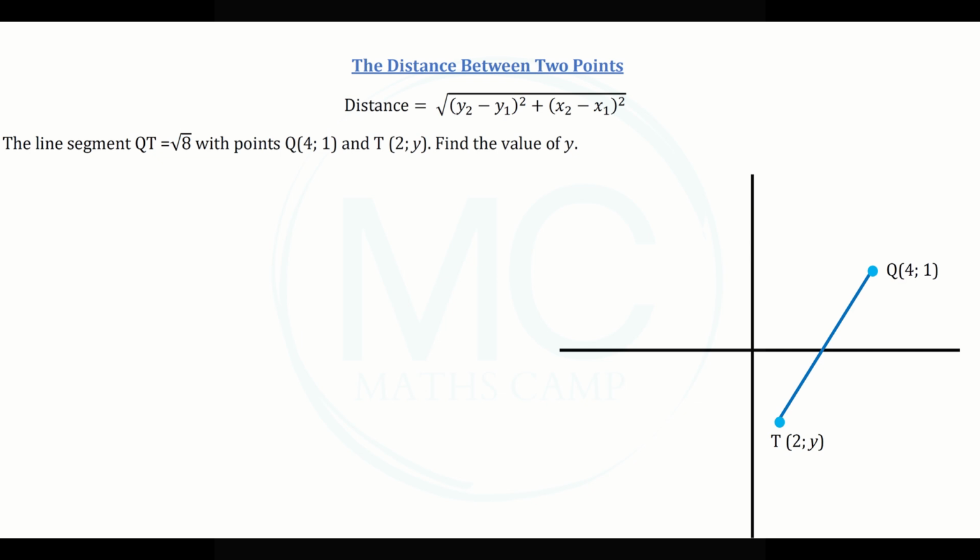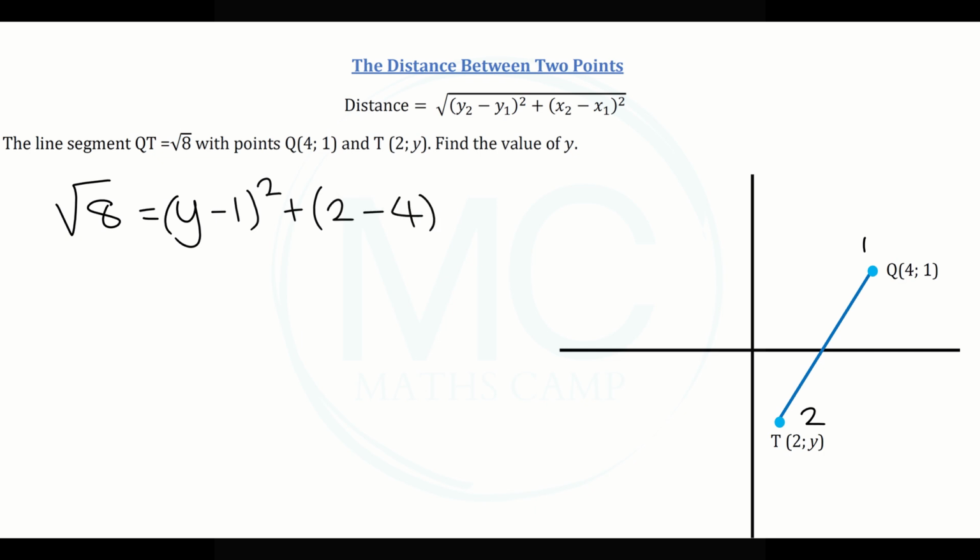So we can make a note of this over here. We can say square root of 8. Now let's fill in the rest of the formula. Let's say that Q is our first point and T is our second. So we say square root 8 is equal to y minus 1, close the bracket, squared, plus 2 minus 4, close the bracket, squared, all under a square root.